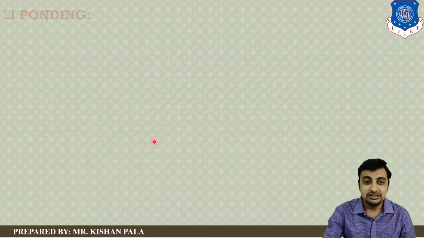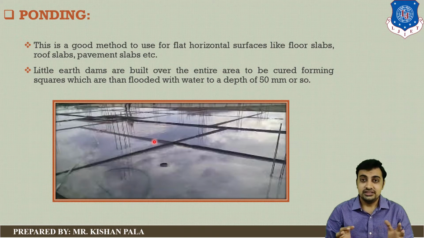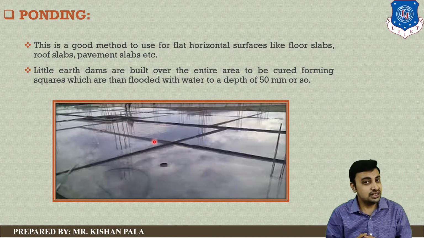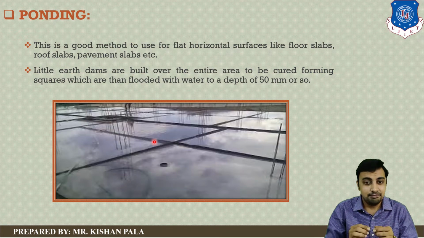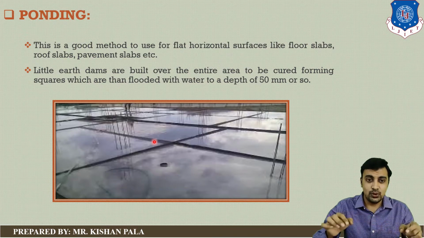Our next method is ponding. You can see on your screen, this is the ponding method. This is a good method for flat horizontal surfaces like floor slabs, roof slabs, and pavement slabs, etc. So you can create a situation like ponds, and little earth dams are built over the entire area, forming squares and rectangles.